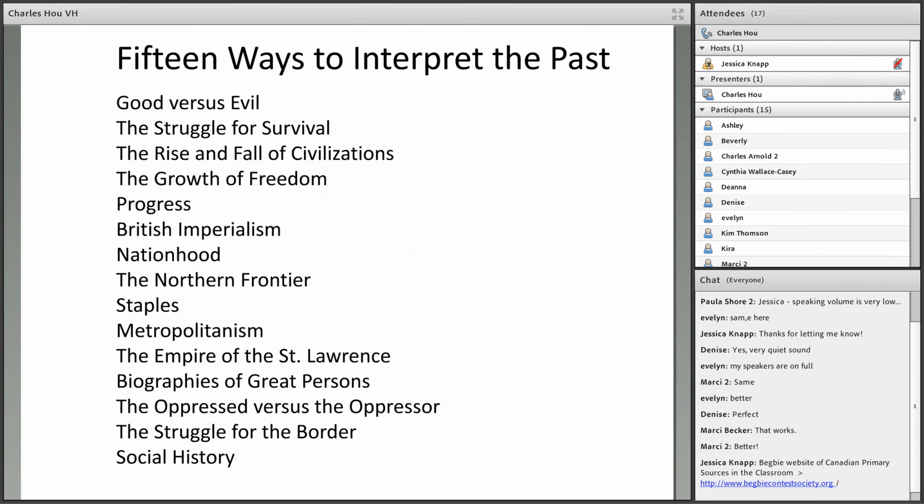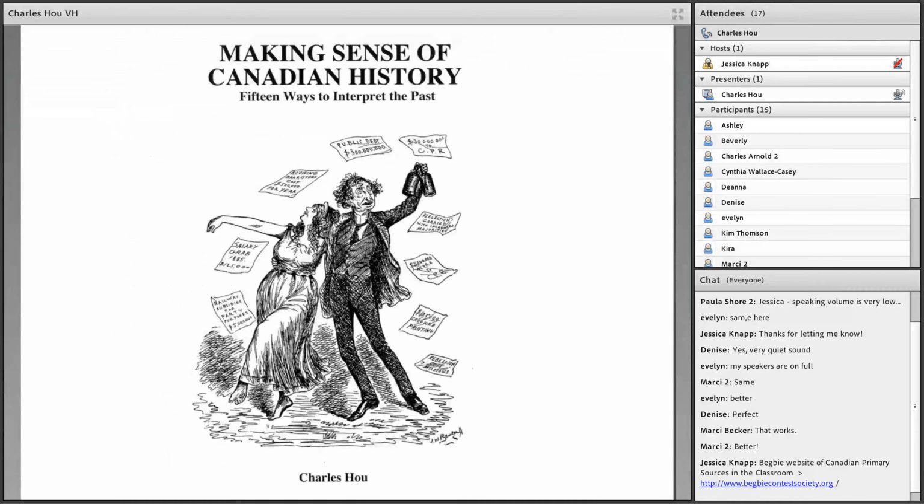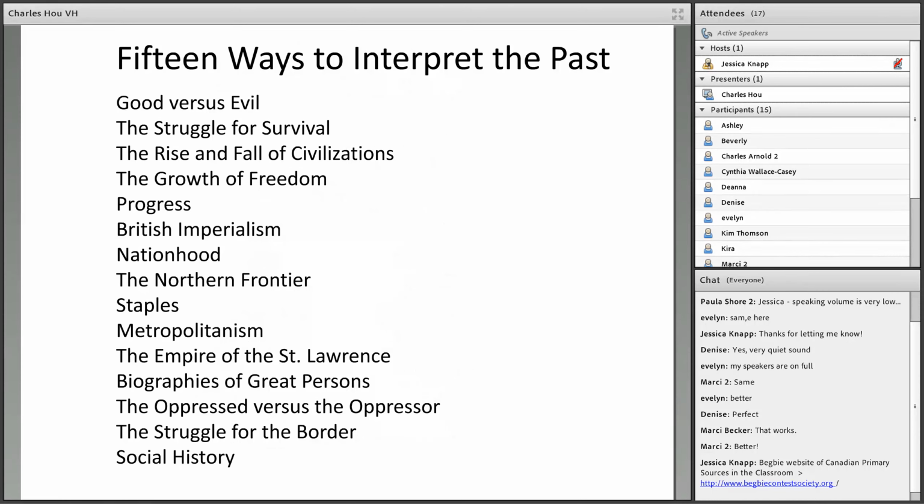My most recent book, which I just finished yesterday, is 15 Ways to Interpret the Past. One of the most interesting things I did in my teaching career was, if you look at the diagram, interpretation is really important. And so what I did is I researched the 15 most popular ways of interpreting Canadian history. And students can get good enough.